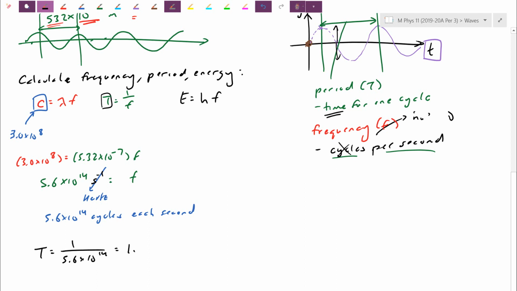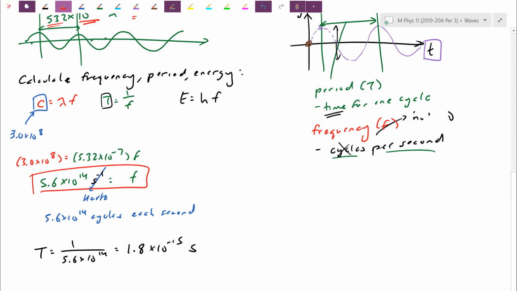I take 1 over that, I'm getting 1.8 times 10 to the negative 15. And that one is a time, that one is a second. As expected, in 1 whole second you bob up and down many, many times. If you just give me a fraction of a second, I would have bobbed up and down once. So that sort of detours you over to period. Frequency will also help you get to energy. So that's a nice hint here.